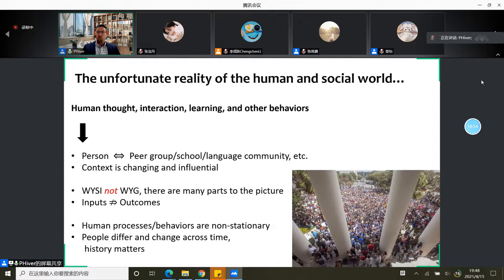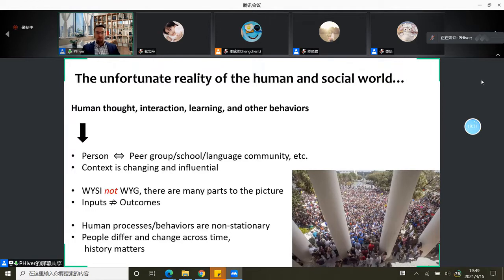But the unfortunate reality is that research in the social sciences and in our field deals mainly with complex systems. Not simple and not complicated systems, complex systems. Now think about most of the things we're interested in as researchers. We're interested in human thought, interaction, learning, and other types of behavior. These things are situated and they are relational. So the individual person relates to others in context, and context is constantly changing.